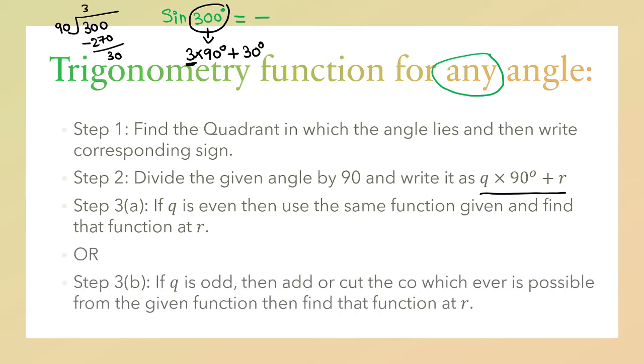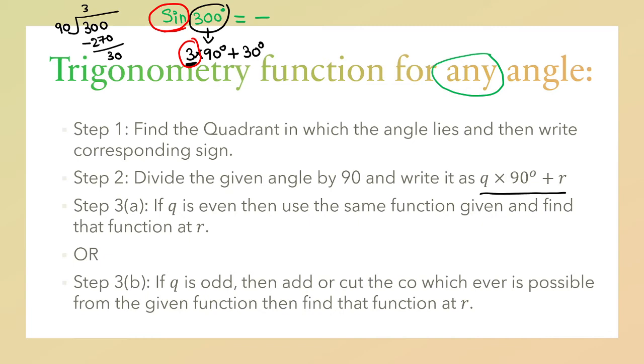So whenever you get the odd number, you are supposed to cut or add the 'co' whichever is possible to your trigonometric function. So definitely, since I have an odd number over here, that means this q, the quotient, is an odd number, I need to change this trigonometric function. If it is even, I need to write the same trigonometric function. Since it is an odd number, I need to change it. I need to change it to what? I should either add the 'co' or I should cut the 'co', right?